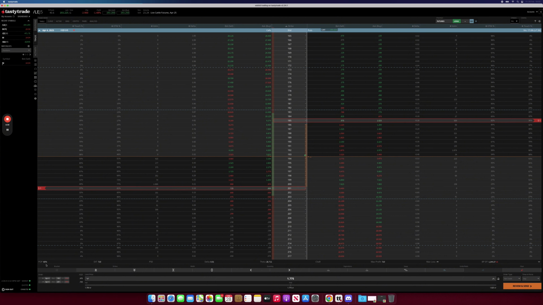So if we look at our pop here, this is our probability of profit. This is our probability of making at least 1 penny on the trade. It's 65%, which is decent. Anything over 50% is a high probability trade. So we're getting a 65% chance here of making money, and that's if we hold till expiration. But we don't have to hold till expiration.